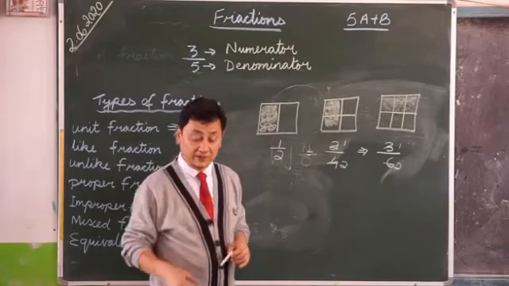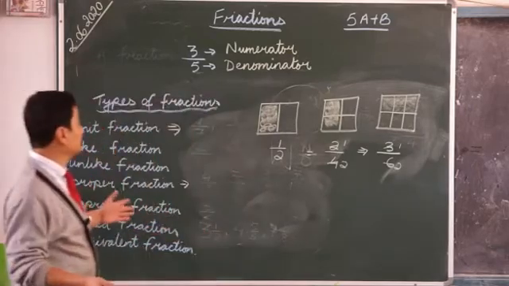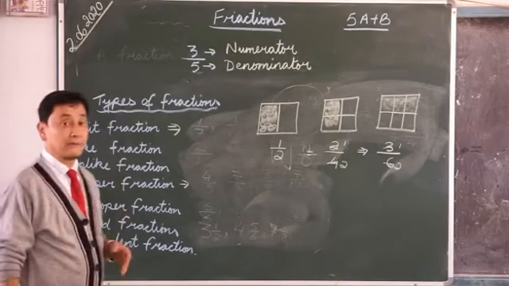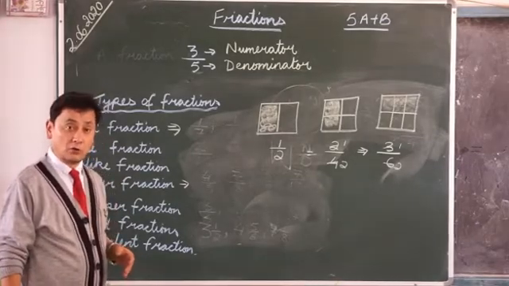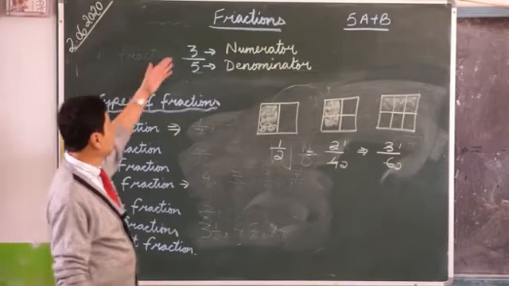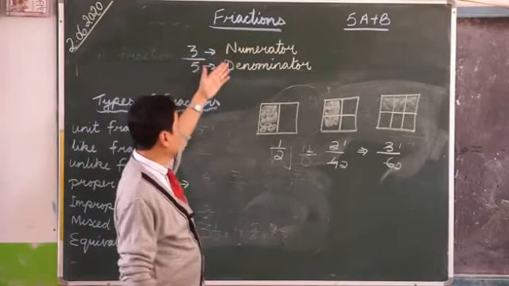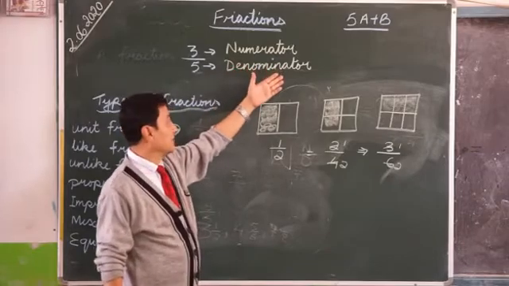So I hope you have understood. So these are the different types of fractions. So let's again do what are fractions. Fractions are a part of a whole. Okay? Then a fraction has 2 parts. The top part is known as the numerator. The bottom part is known as the denominator.